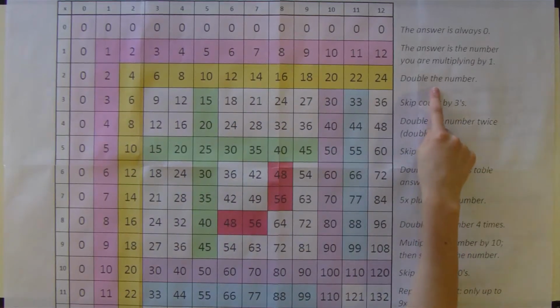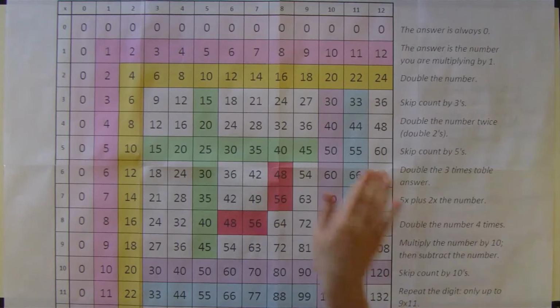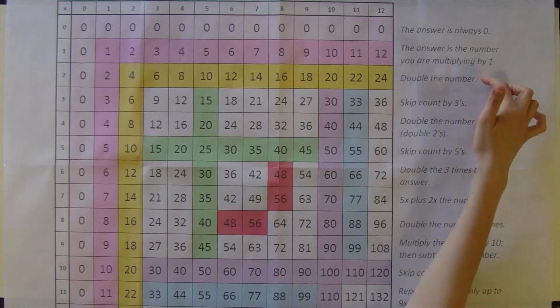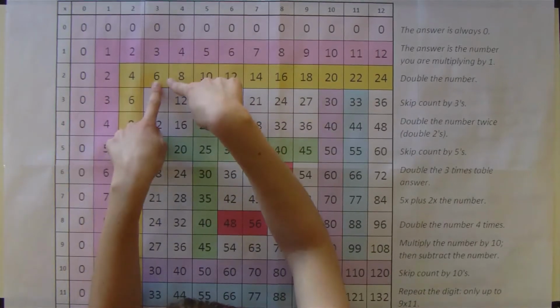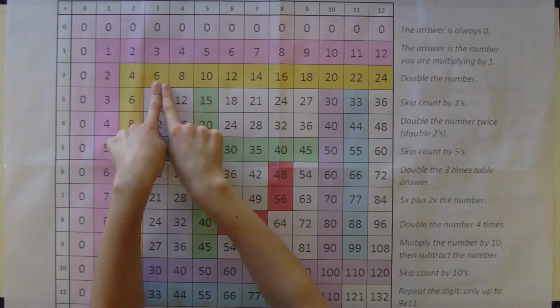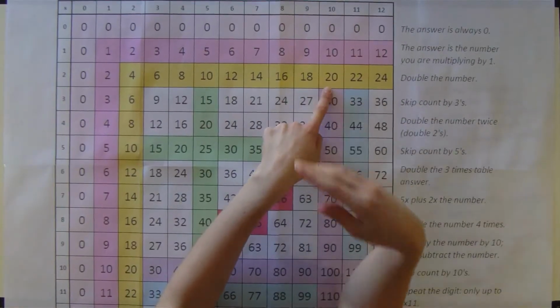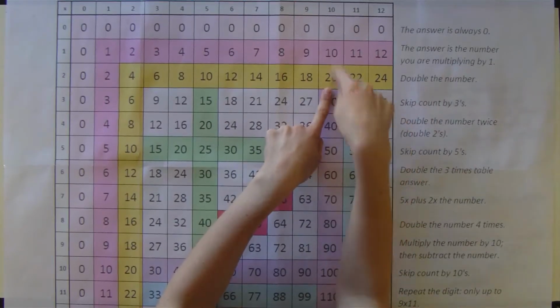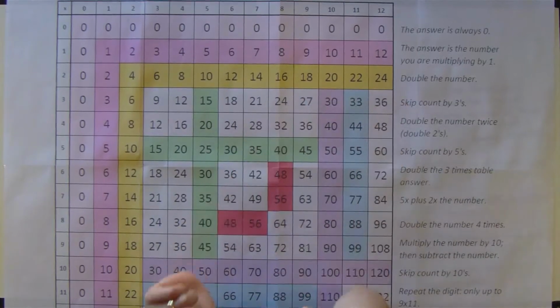So let's move on to the 2s along here. 2 is just double the number, and down the side here I've got some tips on how to try and remember these facts. So for example, 3 times 2 is 6. It's basically double 3, so 3 plus 3 is 6. Same for 10 times 2 is 20. So 10 plus 10 is 20. We're just doubling 10 when we're multiplying by 2.